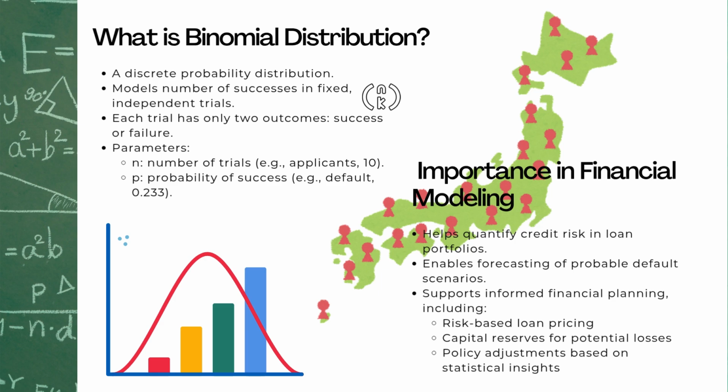This model has real applications in financial risk analysis. It helps banks estimate likely outcomes, determine reserve requirements, and set risk-based pricing. Most importantly, it transforms raw historical data into actionable insights, improving financial decision-making.